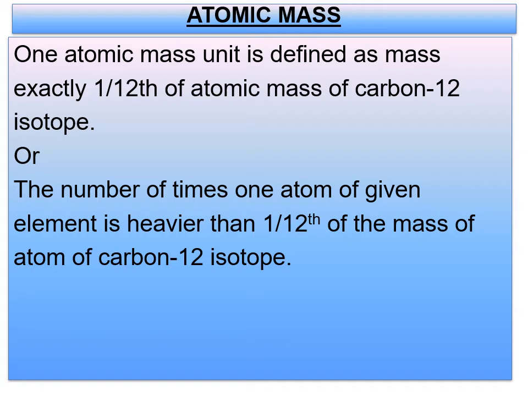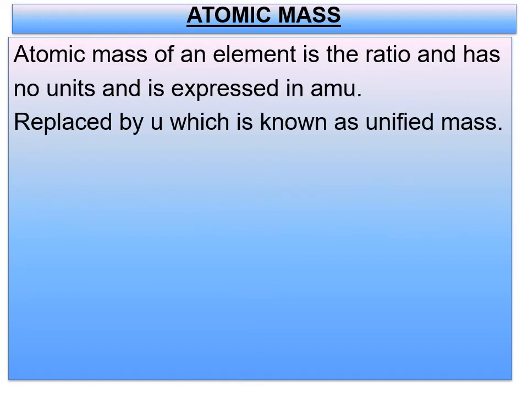One atomic mass unit is defined as mass exactly 1/12 of atomic mass of carbon-12 isotope, or the number of times one atom of a given element is heavier than 1/12 of the mass of an atom of carbon-12 isotope. So atomic mass of an element we can write as AMU is a ratio, and it has no units. That is why it is expressed in AMU. But in 1961, according to the recommendations of IUPAC, International Union for Pure and Applied Chemistry, AMU has been replaced by U, which is known as unified mass.